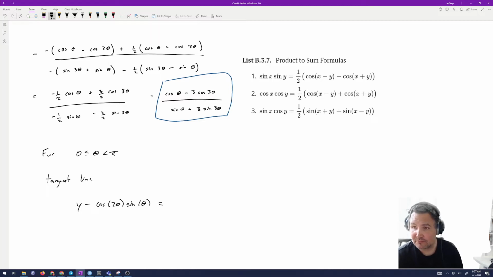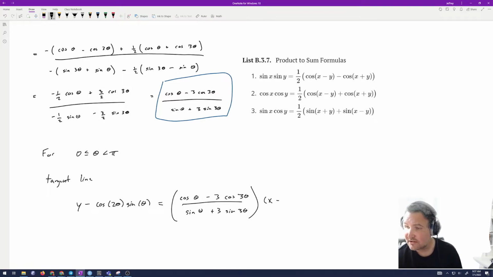times the slope, which we have above here, cosine theta minus 3 cosine 3 theta, all over sine theta plus 3 sine 3 theta, times x minus the x value, which is r cosine theta. So that's cosine 2 theta cosine theta. Now, if you want to know the slope of the tangent line when theta is pi over 4, you just put pi over 4 for theta.